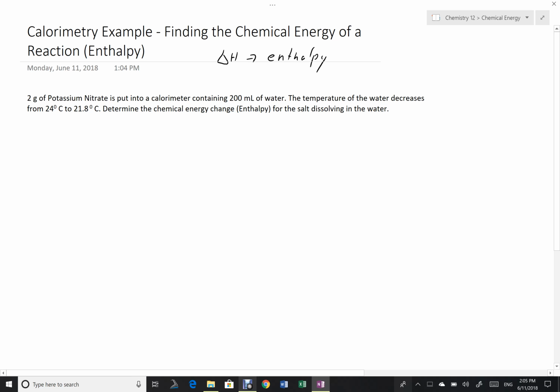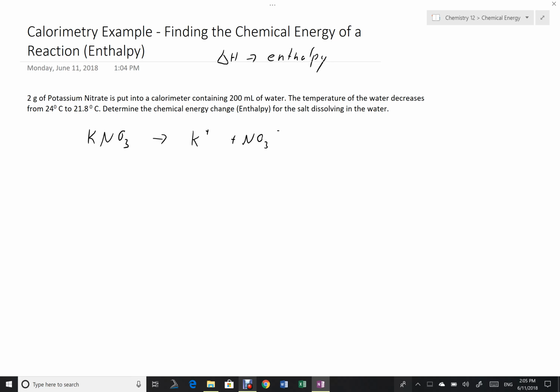So I have 2 grams of potassium nitrate, KNO3, and we're putting it into a calorimeter containing 200 milliliters of water. The temperature of the water is going to decrease from 24 degrees Celsius to 21.8 degrees Celsius. Determine the chemical energy change, or as I said, enthalpy, for the salt dissolving in the water. So it's going to break into the ions, and there's going to be some energy either going in or coming out of this reaction.